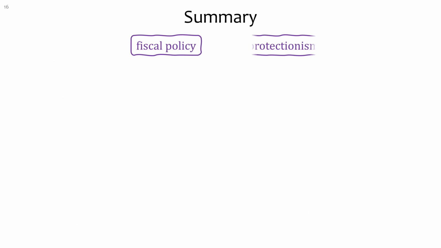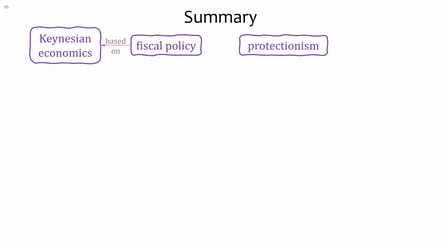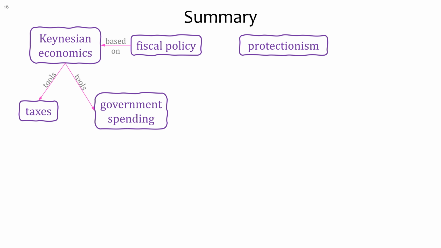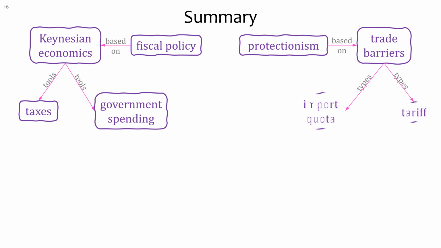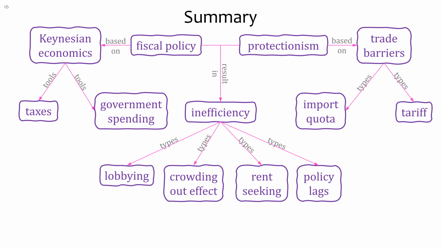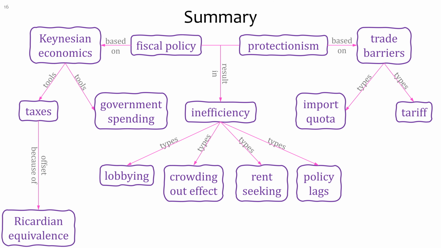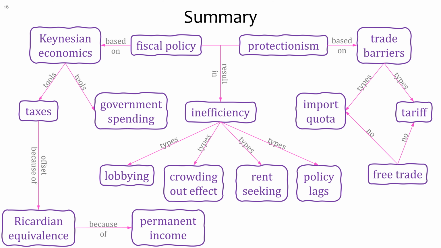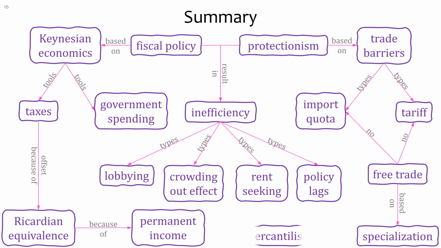Today, we talked about two major policies. Fiscal policy is based on Keynesian economics, which has two tools. Protectionism is based on trade barriers, which has two main types. Both of them will result in inefficiency, and we talked about four major types of inefficiency. All right. Taxes are offset because of the Ricardian equivalence, and that is because of the permanent income hypothesis. The opposite of trade barriers is free trade, which says no to import quotas and tariffs. And that is based on specialization, which is ignored in mercantilism.